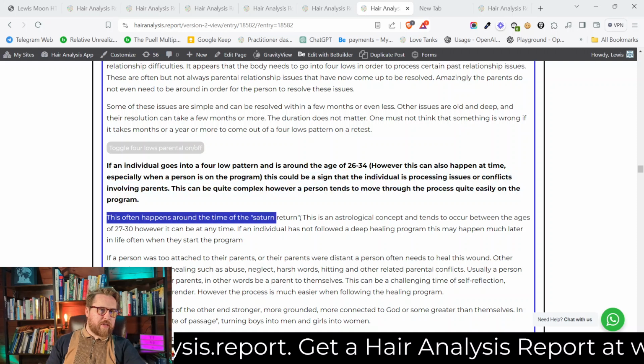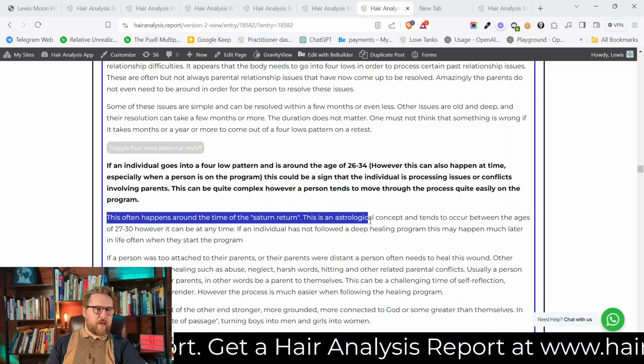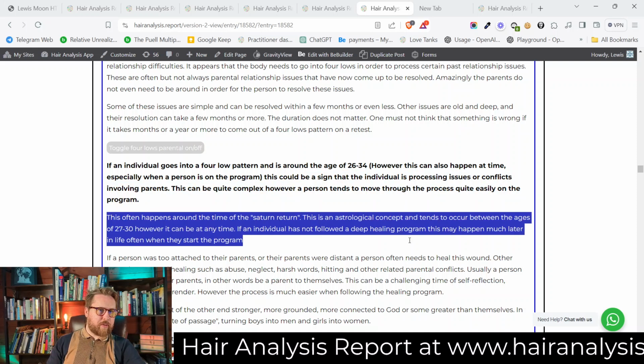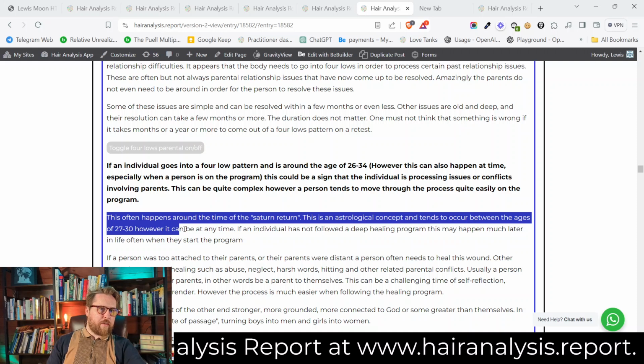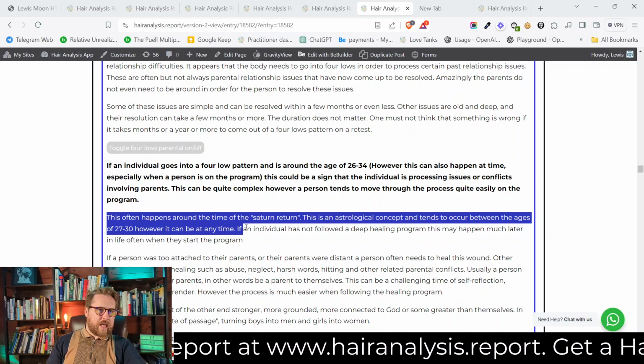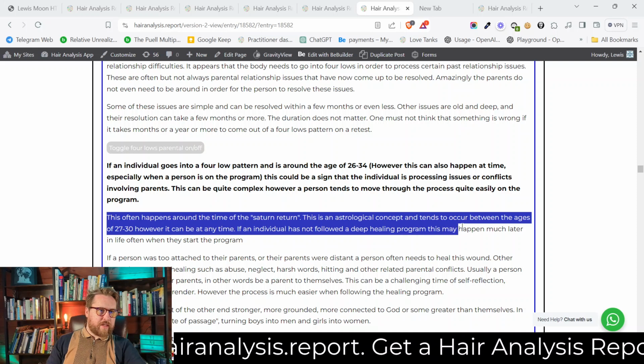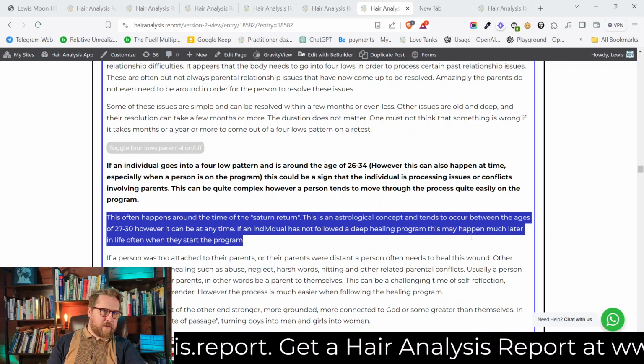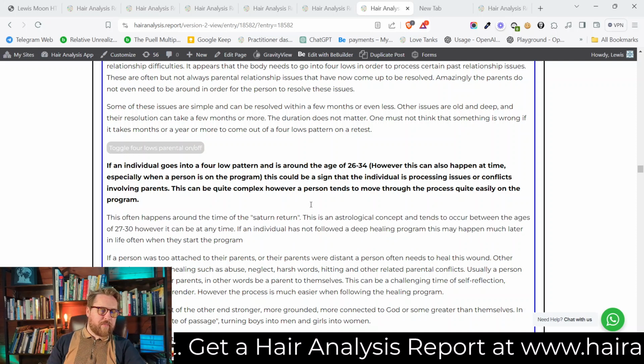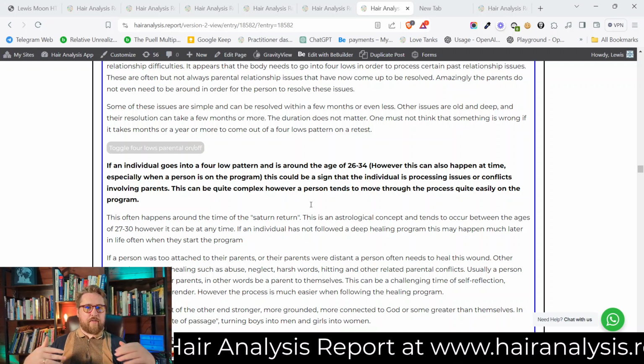This often happens around the age of the Saturn return, an astrological concept that tends to occur between the ages of 27 and 30. However, it can be at any time. If an individual has not followed a deep healing program, this may happen much later in life when they start the program. So I actually added this in, and it's quite accurate.